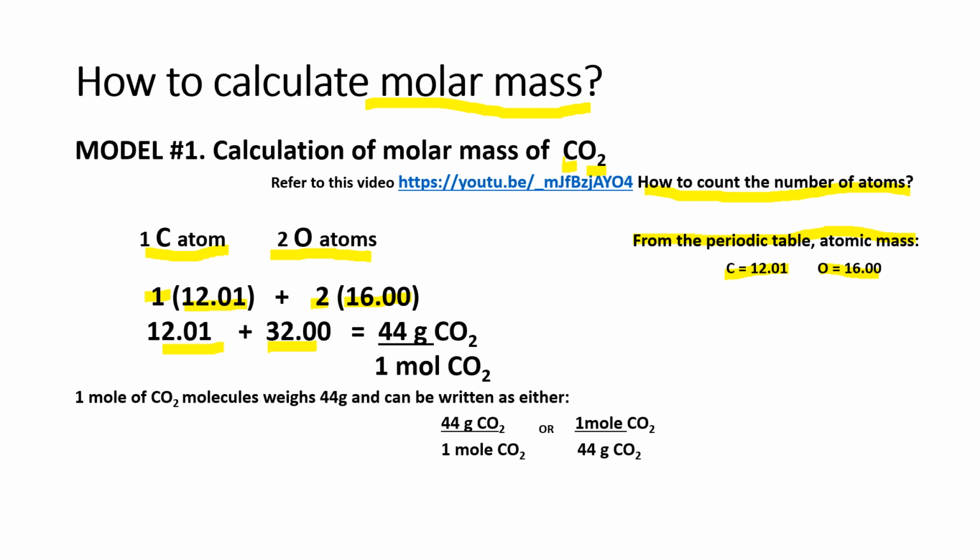And we have 44 grams of carbon dioxide, and the unit is per 1 mole of carbon dioxide. So 44 grams of carbon dioxide over 1 mole of carbon dioxide. So what is the meaning of that? It means that 1 mole of carbon dioxide molecules weighs 44 grams, and it can be written as either 44 grams of carbon dioxide over 1 mole of carbon dioxide, or 1 mole of carbon dioxide per 44 grams of carbon dioxide.